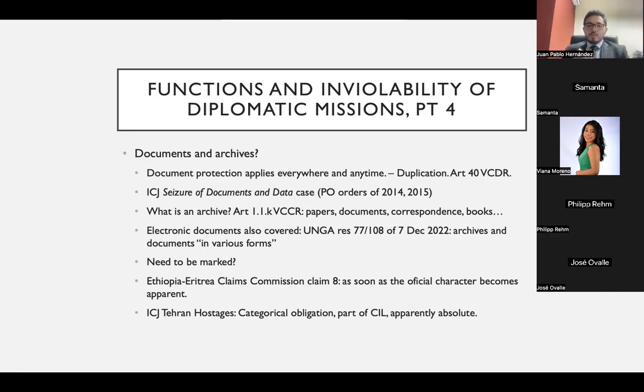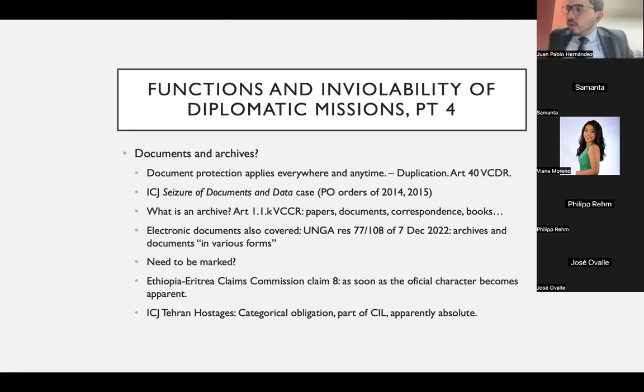If we see UNGA Resolution 77/108, which was adopted by the General Assembly on the 7th of December of 2022, very recently, the archives and documents under international law are protected in their various forms. And this has been interpreted as meaning that also electronic documents are protected. And very important in this respect is that the inviolability of documents does not depend on any marking.